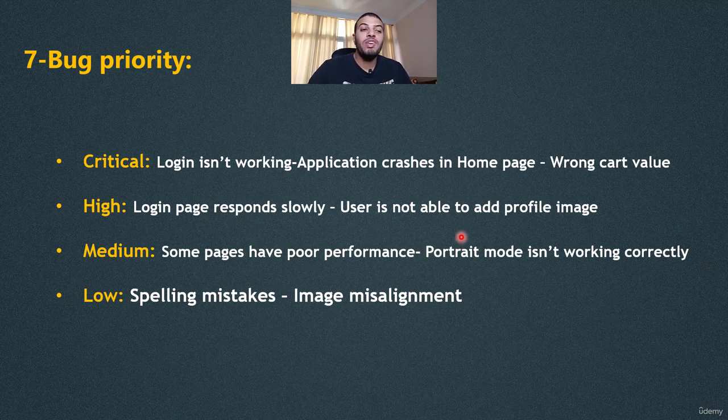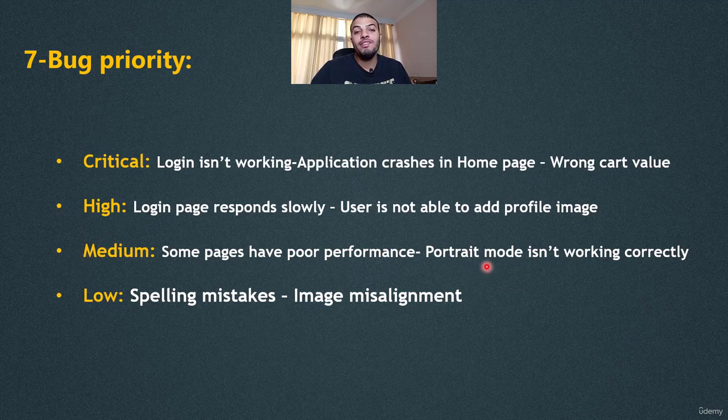Or the user is not able to add a profile image. So this is not critical because adding a profile image is not the most important feature in many applications. So we can say that it is a high priority defect. Then we have a medium priority defect. So some pages have poor performance, not the most important pages in the application, but for example, a messaging page or contact us page is slow. So this might be medium.